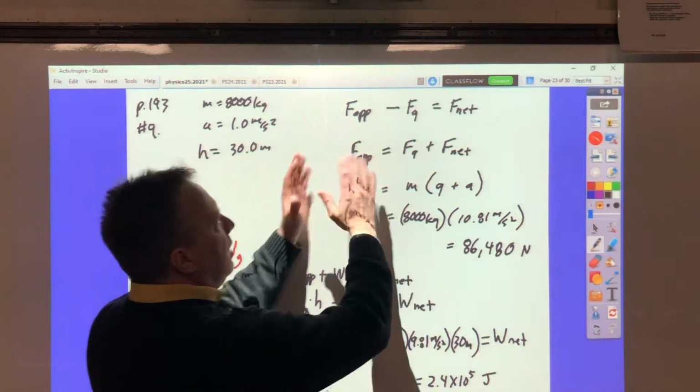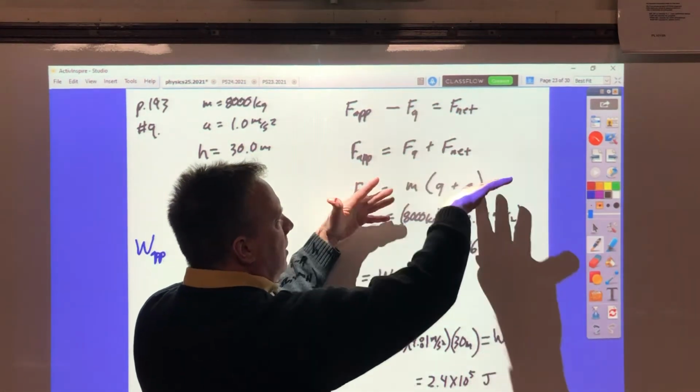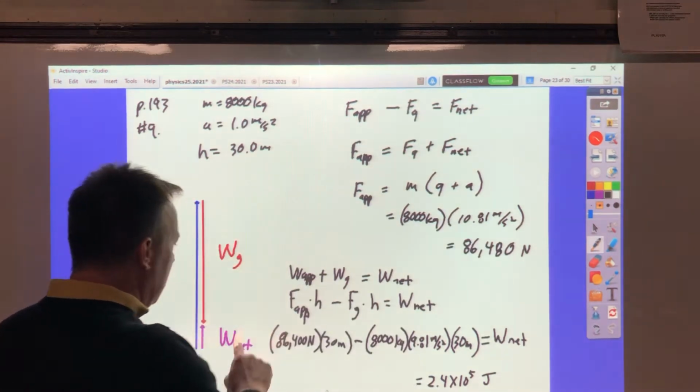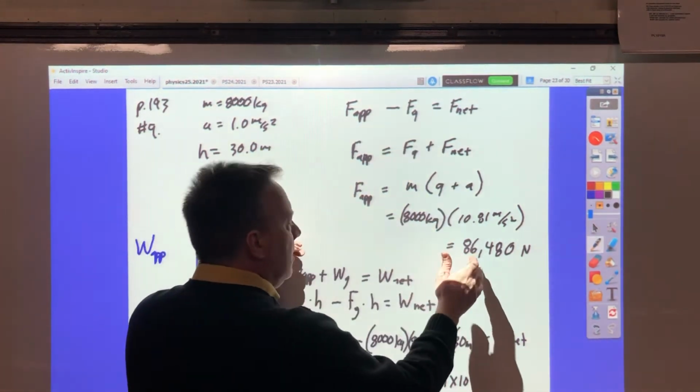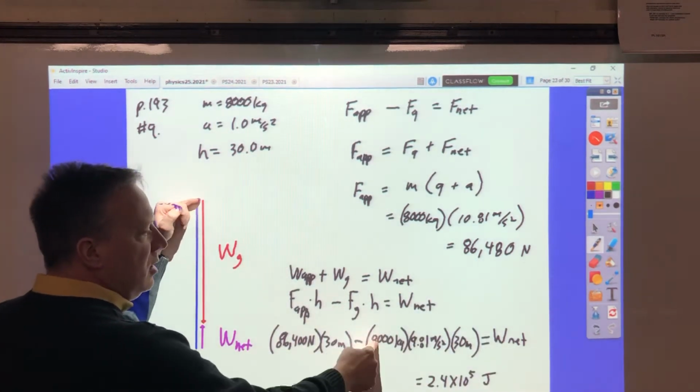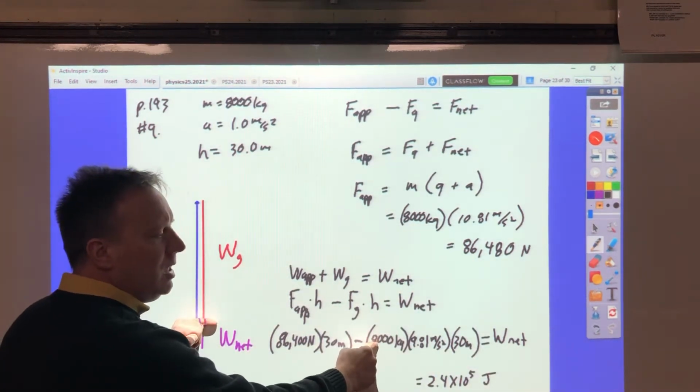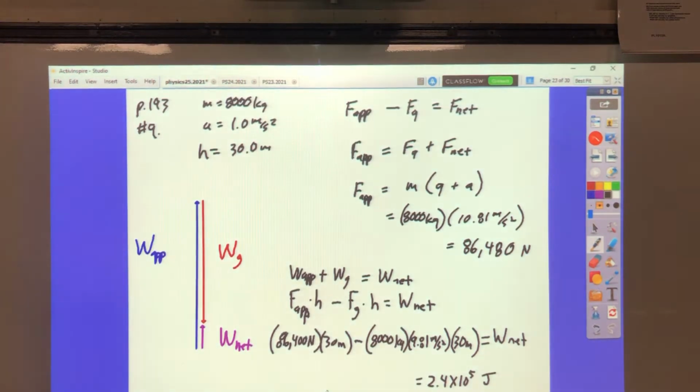You take your forces to get a net, say, well, my force must be gravity plus the net, and you apply that force through this distance and just subtract off the work done by gravity, and that's the leftover. That's probably the most intuitive way to do it.